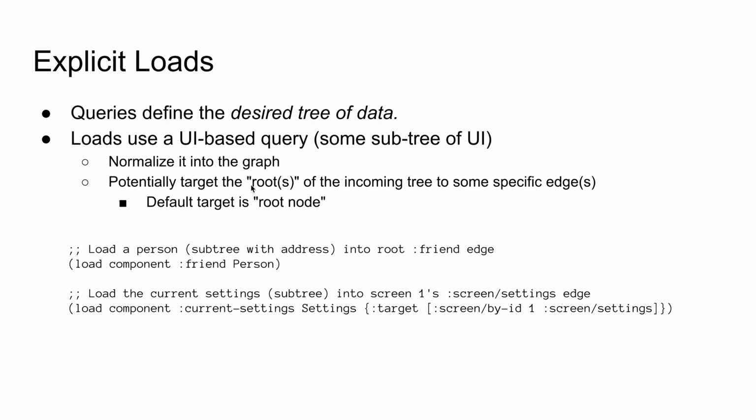So we can potentially target the roots of the incoming tree to some specific edges in our graph. So for example, if I'm loading a person, I don't necessarily want it to go in the root, it might go somewhere else. But the default target is the root node. So for example, a load, and you can do these via any component of the reconciler, a load of the friend key, which is supposed to give me back a person, is going to load a person and the subtree with the address into the root friend edge. Whereas a load of maybe current settings using a settings component, I could target some screen 1, and then the edge screen settings within that.